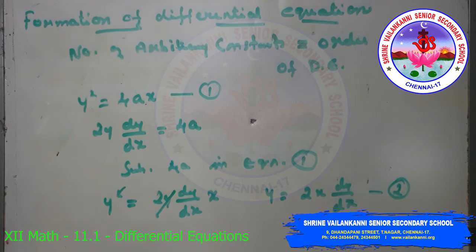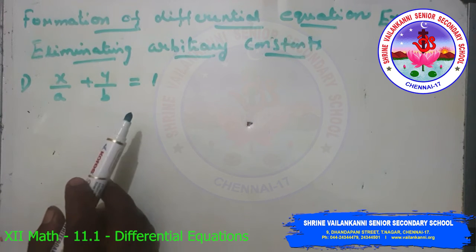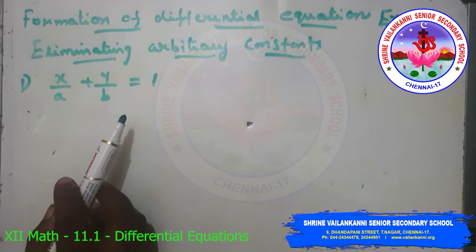So we are going to do exercise 9.3. First 5 questions: form a differential equation representing the given family of curves by eliminating arbitrary constants a and b. First question, x by a plus y by b is equal to 1. Here a and b are arbitrary constants, and we are going to eliminate these constants.